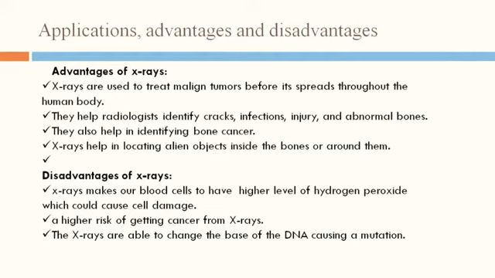As I listed, the first one: X-rays make our blood cells have a higher level of hydrogen peroxide, which could cause cell damage. Whenever X-rays are passed, there is a higher level of hydrogen peroxide which damages the cells. Next, there is a higher risk of getting cancer from X-rays. If more X-rays penetrate than usual, there may be a chance of getting cancer.